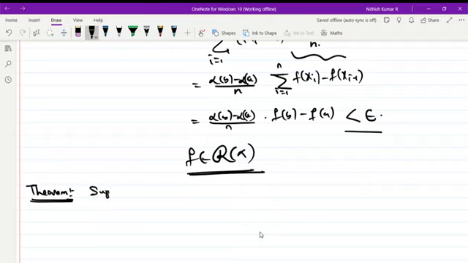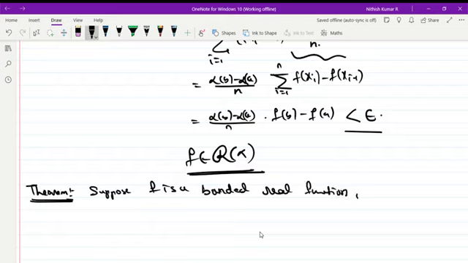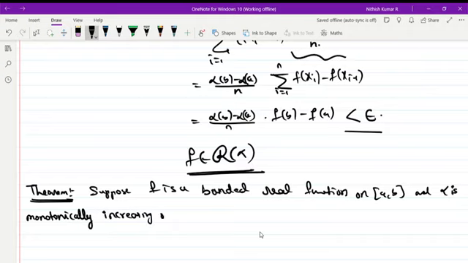Okay, suppose f is a bounded real function on the closed interval [a, b], and alpha is monotonically increasing on the closed interval [a, b].